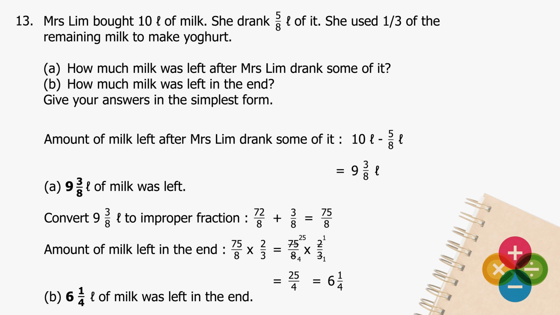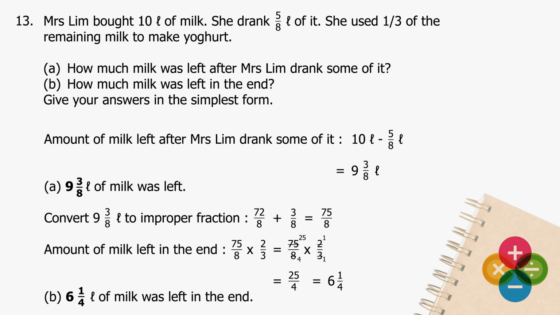The amount of milk left, after Mrs. Lim drank some of it, will be subtract 5/8 liter from 10 liters, and the difference is 9 and 3/8 liters. A. 9 and 3/8 liters of milk was left. Convert 9 and 3/8 to improper fraction will be add 72/8 to 3/8, and the sum is 75/8.